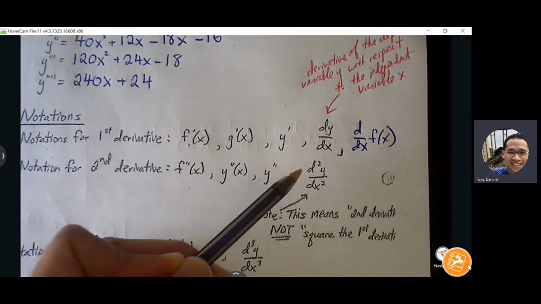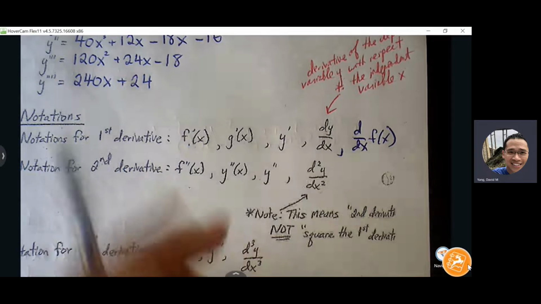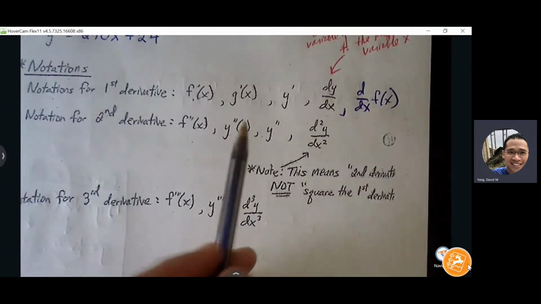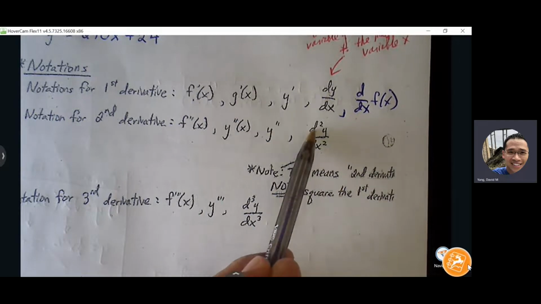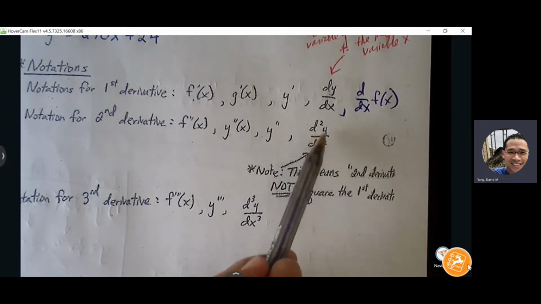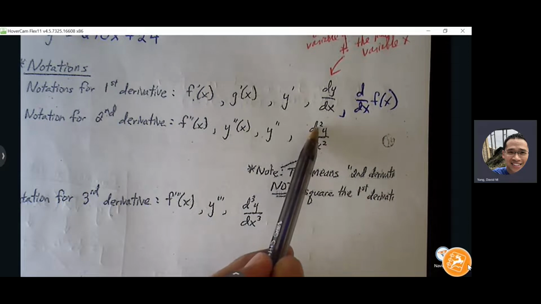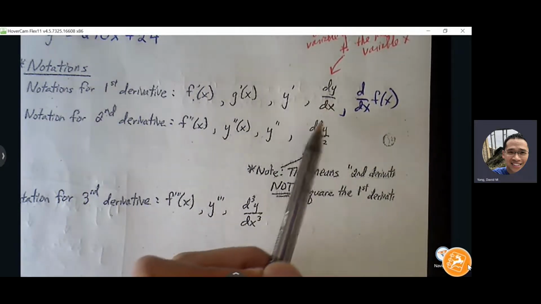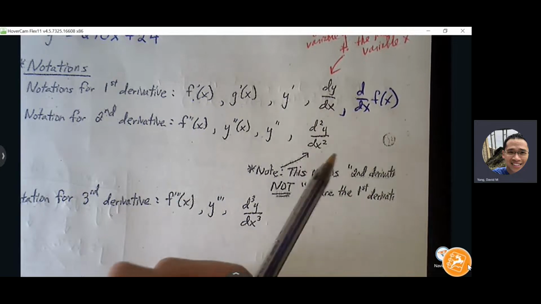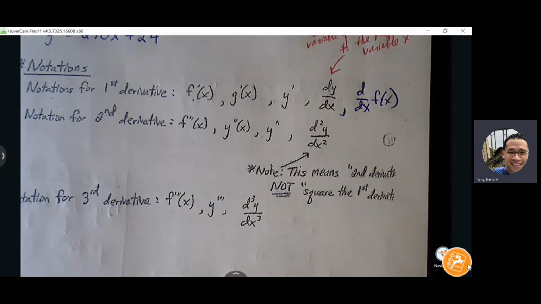And also this d2y over dx2, that looks kind of confusing. This doesn't mean take the first derivative and then square it, okay? So we're not doing any calculation with that 2. We're not treating that as an exponent. We're just treating that as a notation for second derivative. So whenever you see that d2y over dx2, that just means find the second derivative.